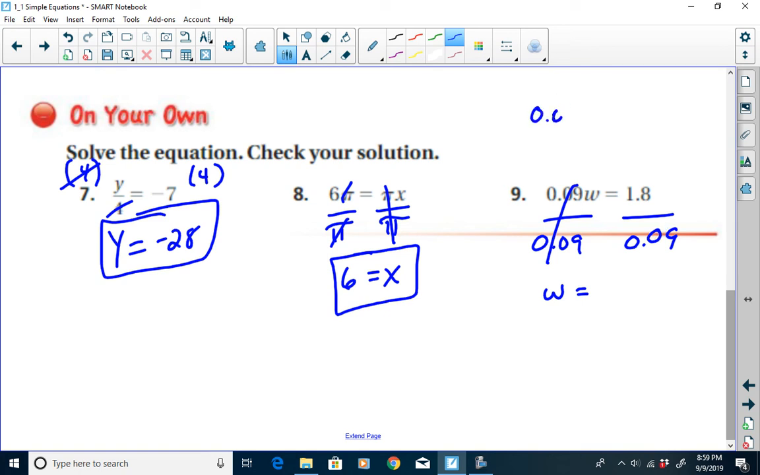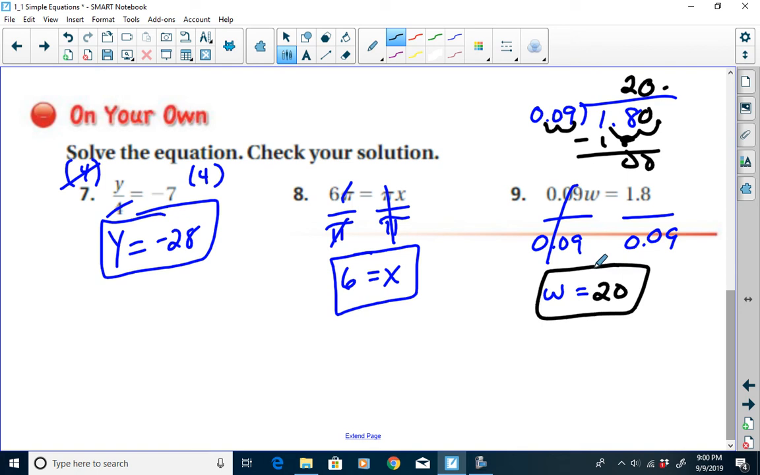I go to the side of my paper. Here's 9/100, right? And I'm going to divide 1 8/10 by that 9/100. Slide 2 places. Slide 2 places. Decimal point in the quotient. 9 goes into 18 2 times. 2 times 9 is 18. Subtract to get 0. Bring down the 0. 9 can't go into 0. All right, so the 0 is going to go in our quotient, and we're left with 20. W is going to be equal to 20. All right?